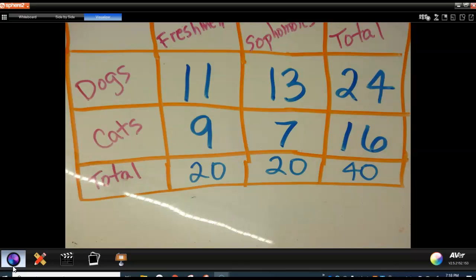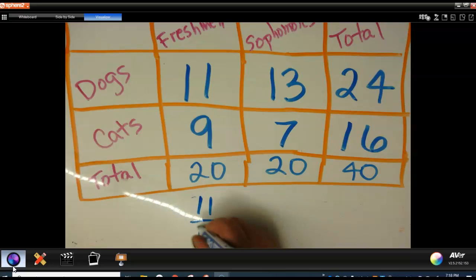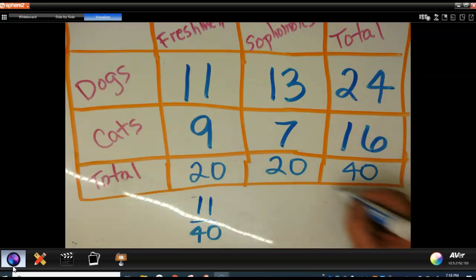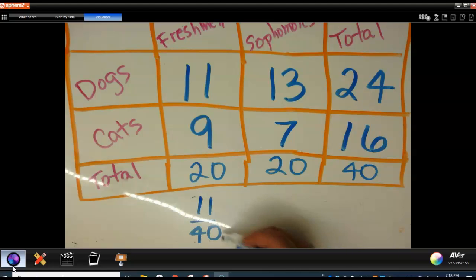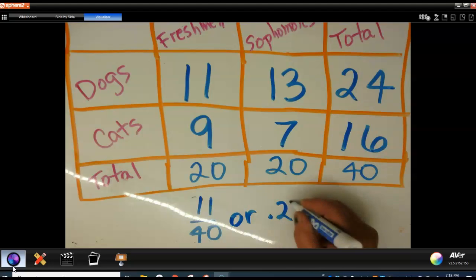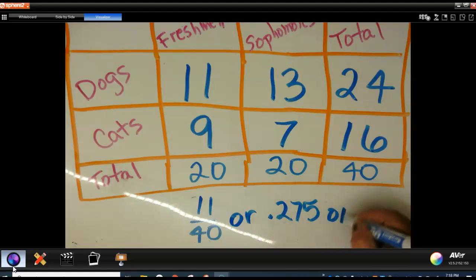Number 6, what is the relative frequency of 9th grade dog owners? Hopefully, you said that that would be 11 out of 40, 11 out of 40. Remember, relative frequency has to come out of the full total. So 11 out of 40, or you could say that that was 0.275 or 27.5%.